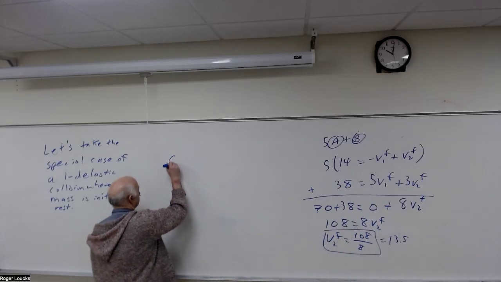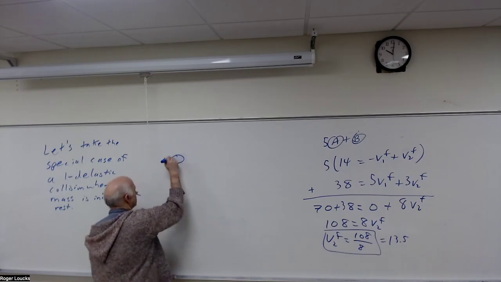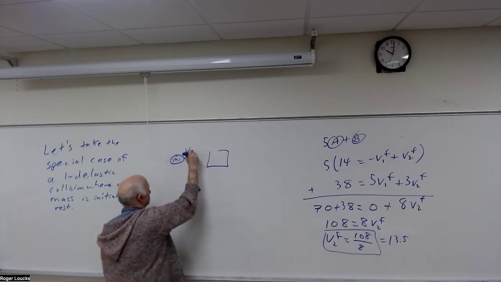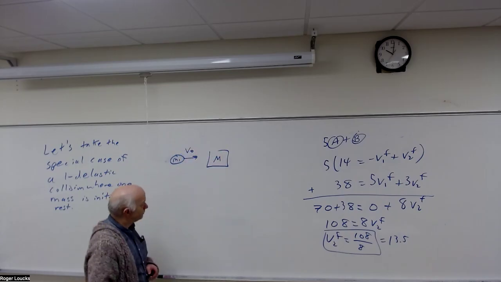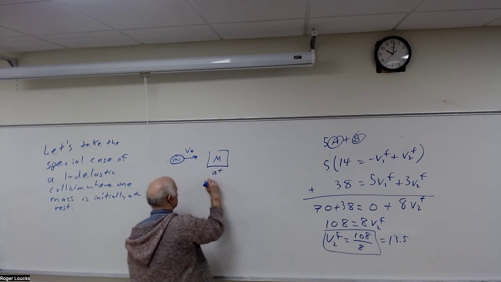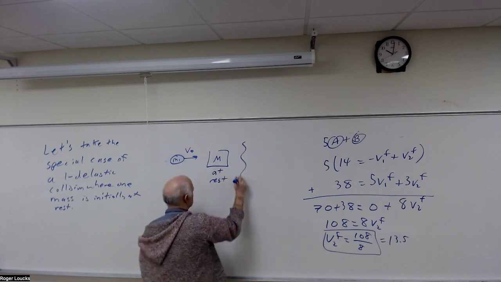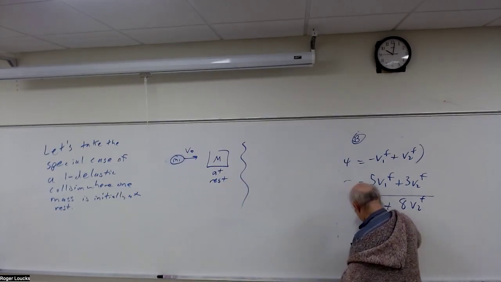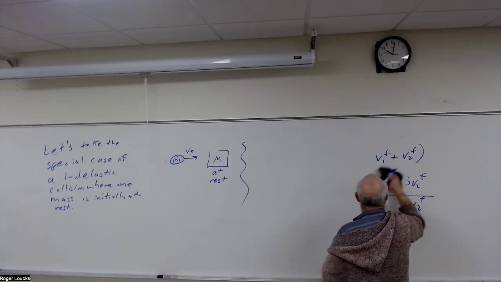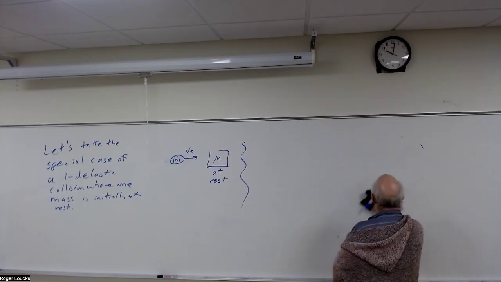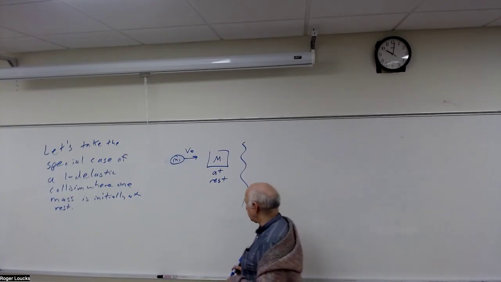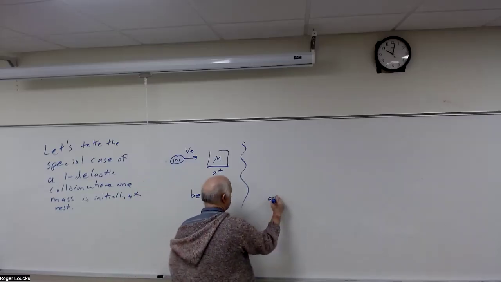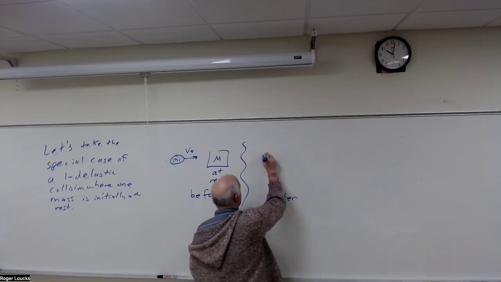Okay, so let's actually do this. So let's say this is going to be, yeah, I'll make this. Here's M1. And this has some velocity, I'll call it V0. And here's M like this. This is at rest. Before. And here's the after.